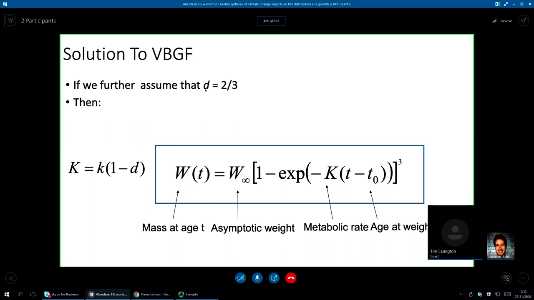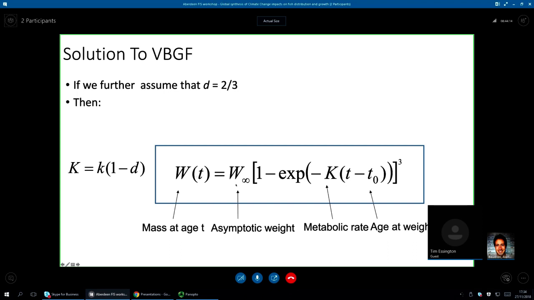This, again, is purely a mathematical convenience, and we do that because a lot of things end up becoming a lot simpler in the expression. So there's not actually a strong empirical basis that d equals 2/3. In fact, it seems to be a lot closer to 0.7 or maybe even 0.75. But if you want to make that assumption to get a tidier equation, you can do that, and then you get an expression that actually looks super familiar, where the weight at size t is the asymptotic length.